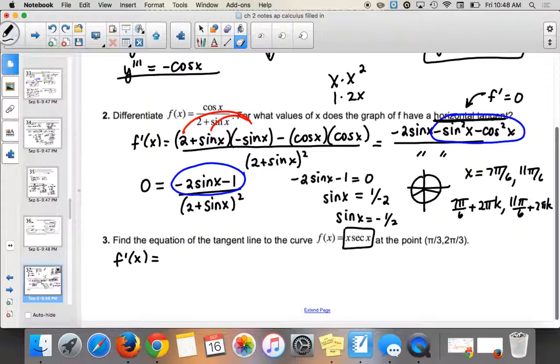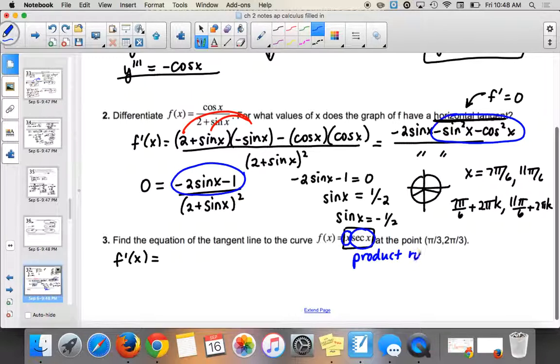So we have to do the product rule here. We're going to break it apart into the 2 functions. So we have x and we have secant x, and we're going to use that product rule. So I have first is x, derivative of the second. The derivative of secant of x is secant x tangent x. So secant x tangent x, plus the derivative of the first is 1, second one normal is secant x.